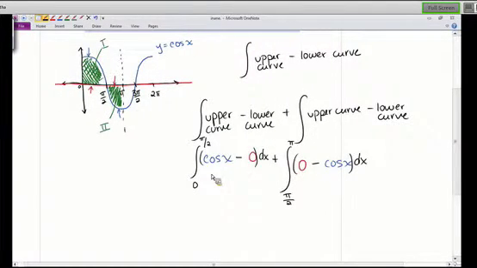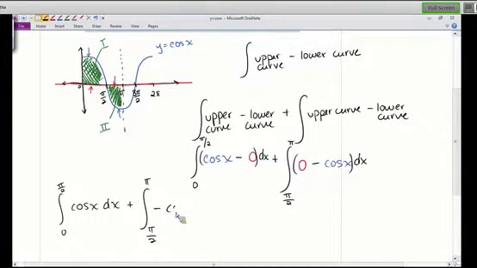All right. So now let's just simplify our integral, what we have inside of parentheses. I'm going to finish it over here on the left side. So we're going to have 0 to pi over 2, cosine x minus 0 will just be cosine x dx, plus the integral of pi over 2 to pi. Now we're going to have 0 minus cosine x dx, so it will just be negative cosine x dx. Okay?